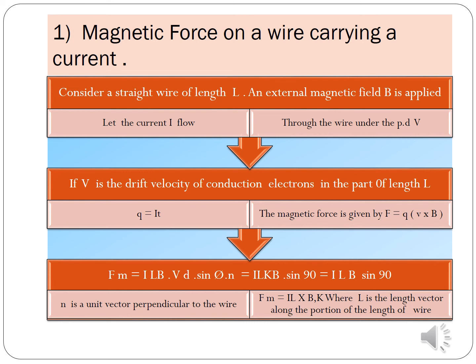If small n is a unit vector perpendicular to the wire, then the formula is Fm equals I L × B, where L is the length vector along the portion of the length of the wire. So this represents the straight wire showing the current flowing across it.